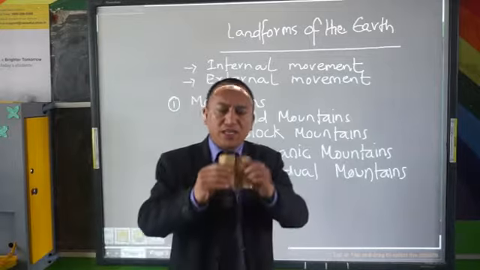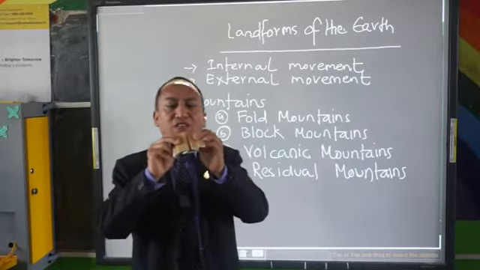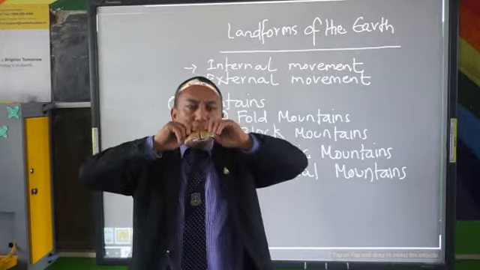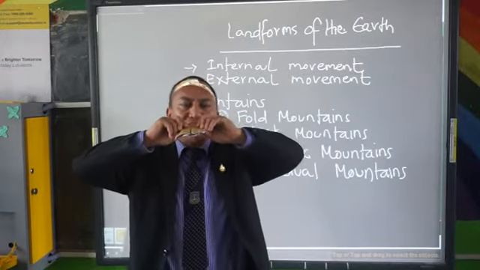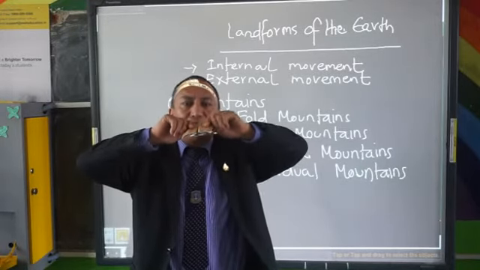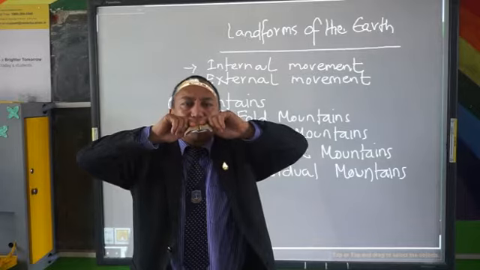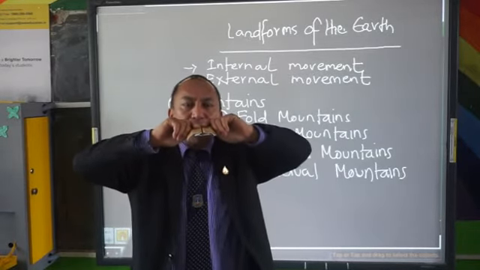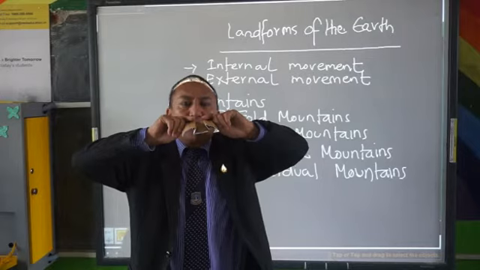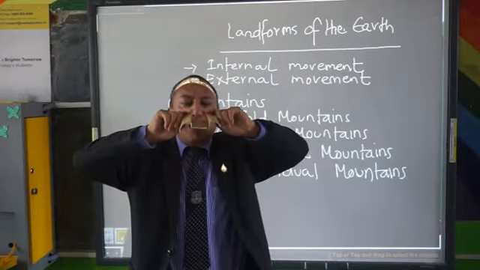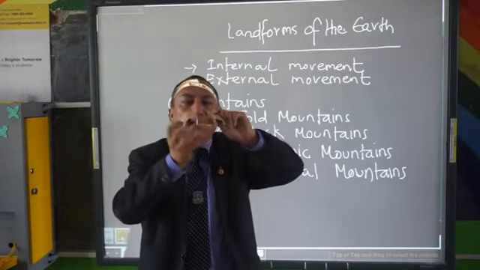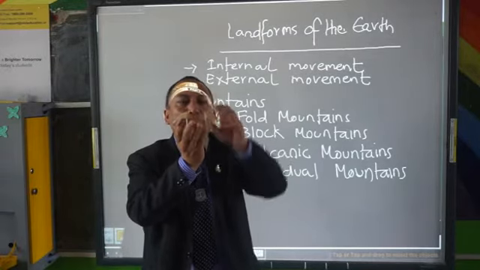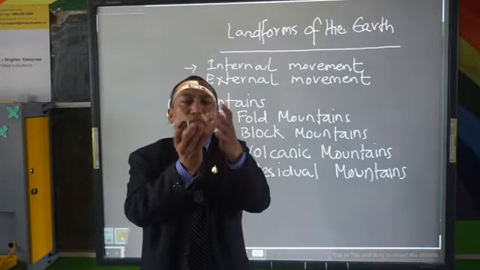Simple example here. I take this paper. Suppose this is a flat piece of land. Now when I apply pressure in the opposite direction, I pull on my right side and I pull on my left side. That is called faulting. So when faulting takes place, the earth starts to crack. And when the earth cracks, slowly it moves apart. Here you can see the lands can either move down or move up. So this is called a block mountain.